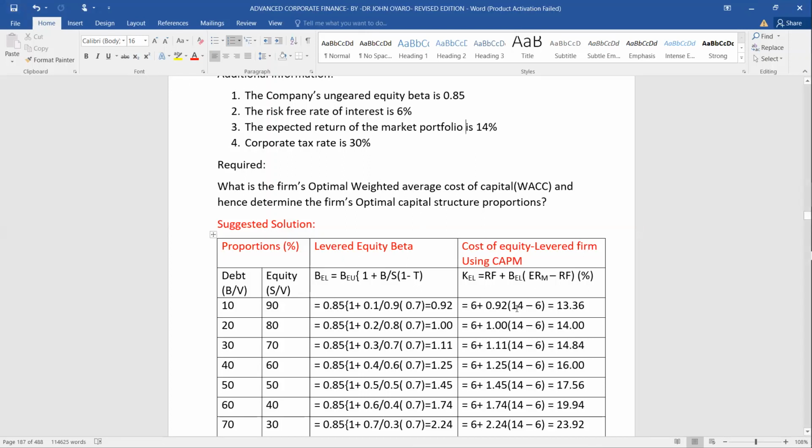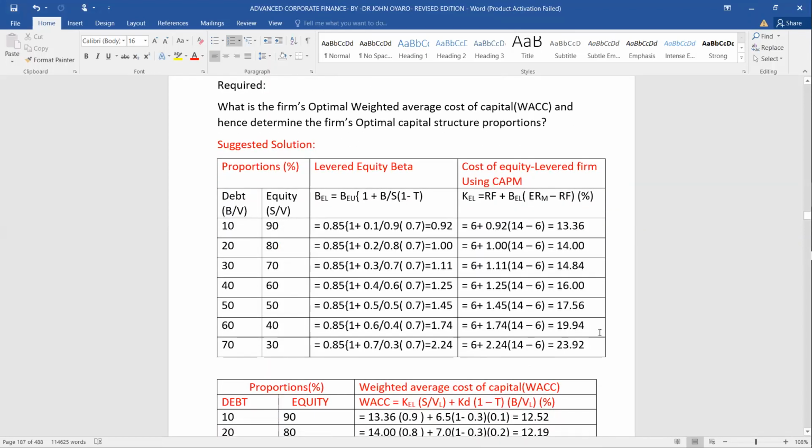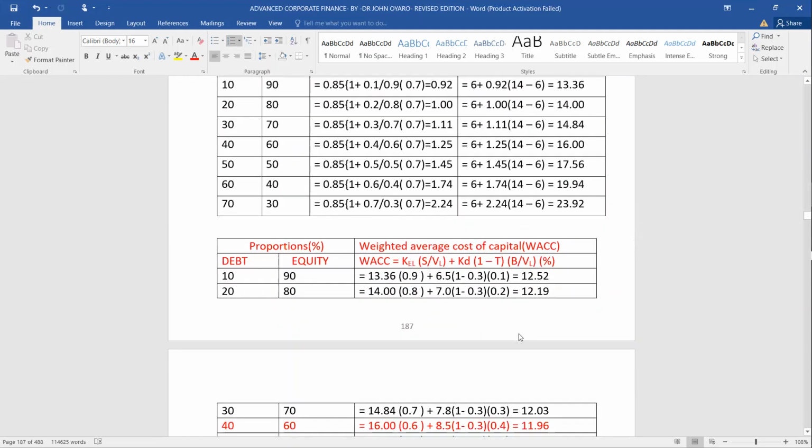So the expected return of the market portfolio 14 minus 6, the answer is 13.36. The cost of equity of a levered firm. Can you please confirm again? Yes, the cost of equity is 13.36. Let's establish the weighted average cost of capital of a levered firm at that level of debt.